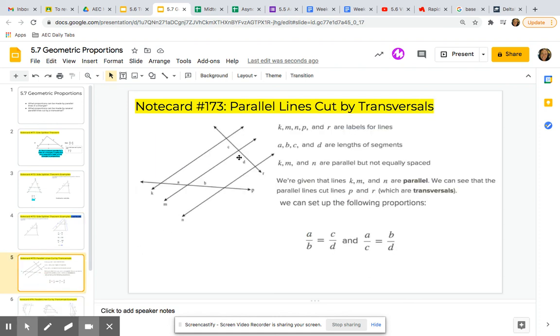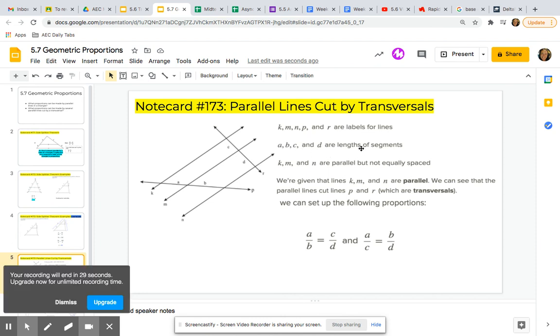All right, note card 173. Parallel lines cut by transversals. We've talked about this, but what if we have 3 parallel lines cut by 2 different transversals? And so I want you to draw this picture, and I want you to label these lines K, M, and N. This line is P, this line is R, and these little segment lengths right here, here, here, and here are A, B, C, and D respectively. And then over here it just says that K, M, N, P, and R are labels for lines, and A, B, C, and D are lengths of segments. So go ahead and get this stuff copied down, and I'm going to talk more about it in the next video.